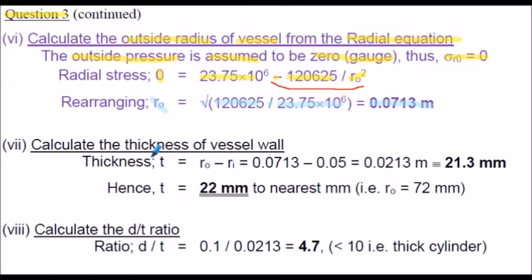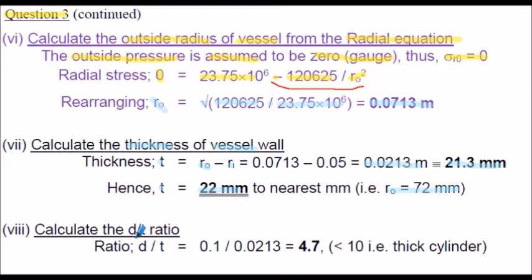We can then calculate the thickness of the vessel. So the thickness is simply the outside radius minus the inside radius. That evaluates to 0.0213 meters or 21.3 millimeters. So to the nearest millimeter, we need to use 22 millimeters. That's an outside radius of 72 millimeters.